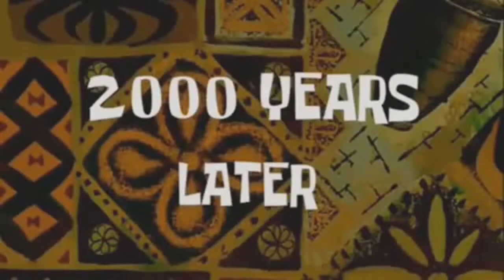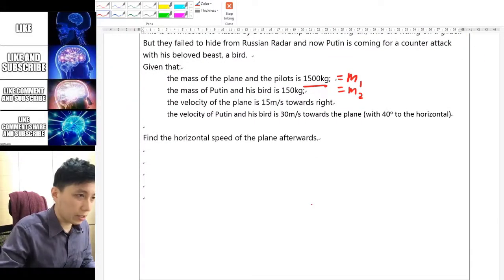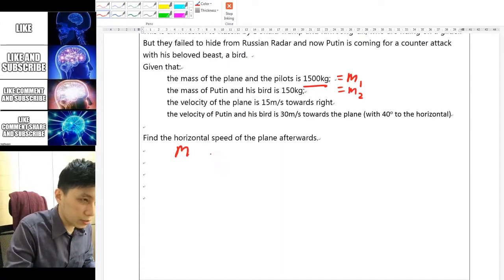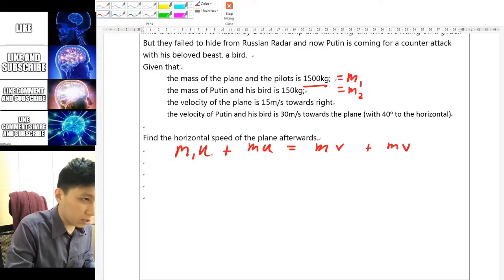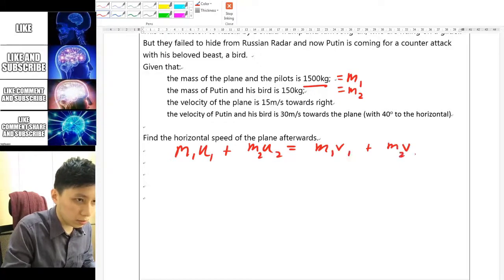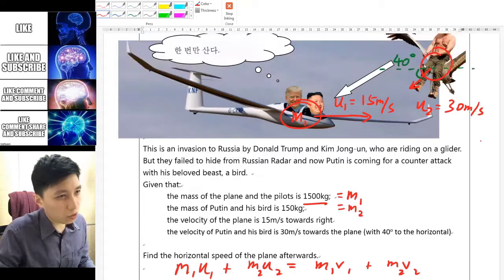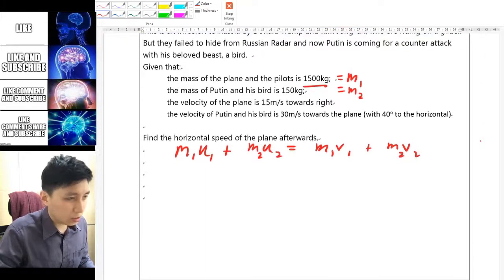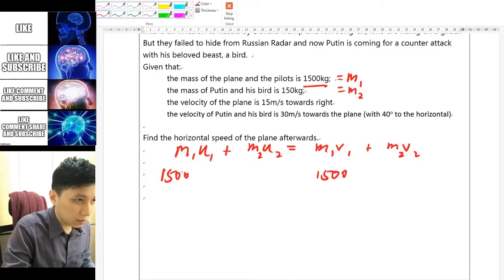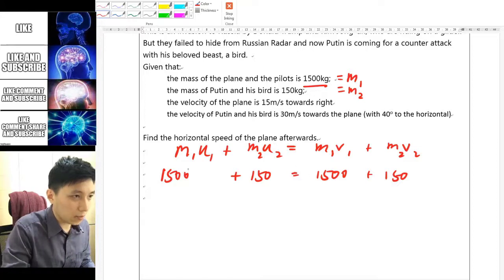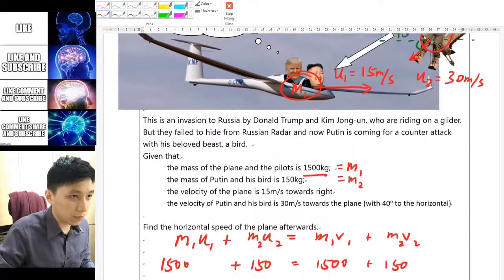2,000 years later. Alright, so let me try it out. First of all, we will just be recalling the conservation of momentum equation. Sum of mu on one side, sum of mv on the other side: m1 u1 plus m2 u2 equals m1 v1 plus m2 v2. Because I think we already know everything. So for M1, we've got 1,500. For M2, we have 150.